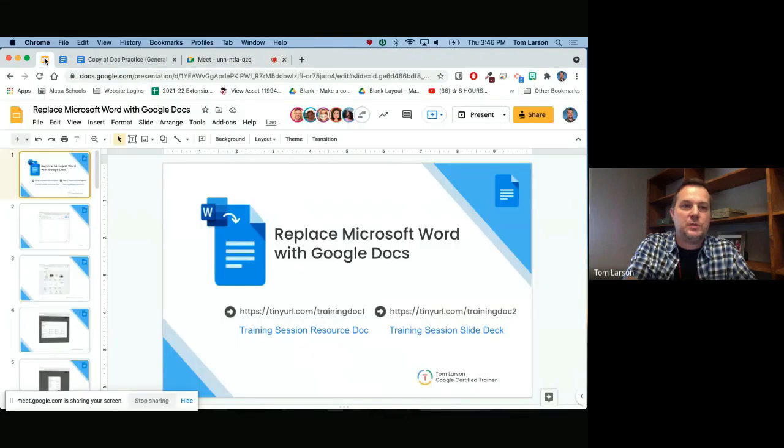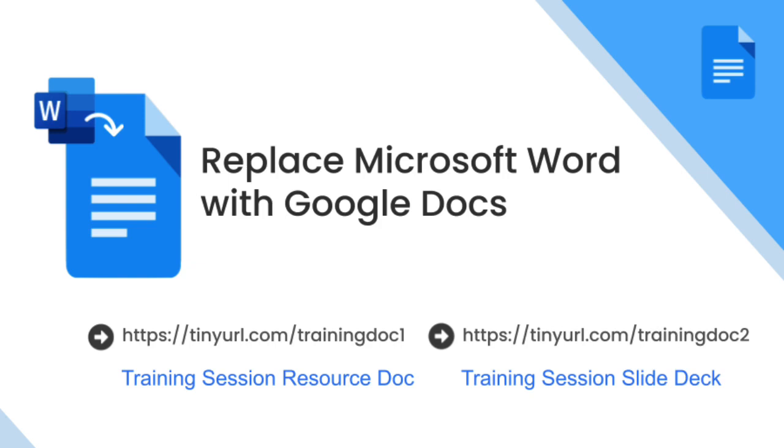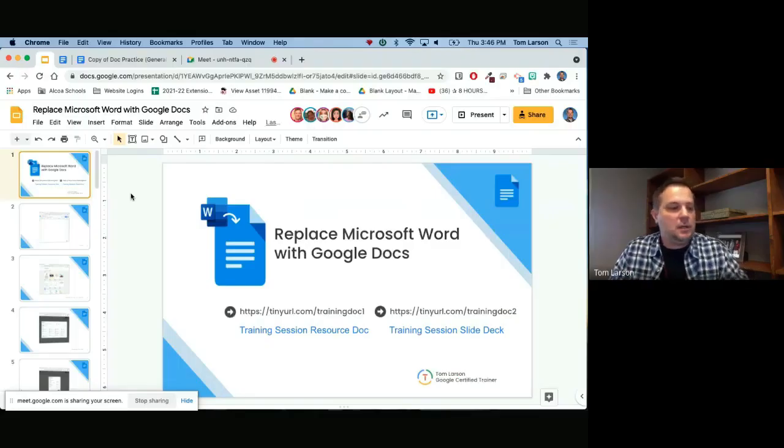We want to make sure, as we said before, that we have accessed these two URLs, tinyurl.com/trainingdoc1 and then trainingdoc2. Want to go ahead and have those in front of you. We'll be accessing them today. See if I can unfreeze this, and we are back.